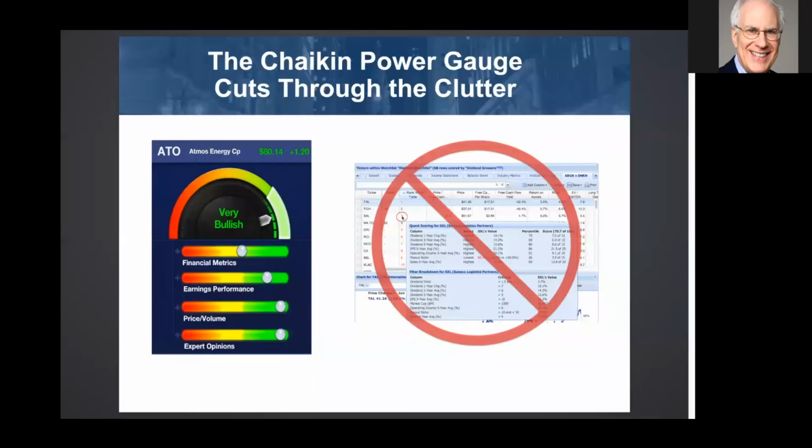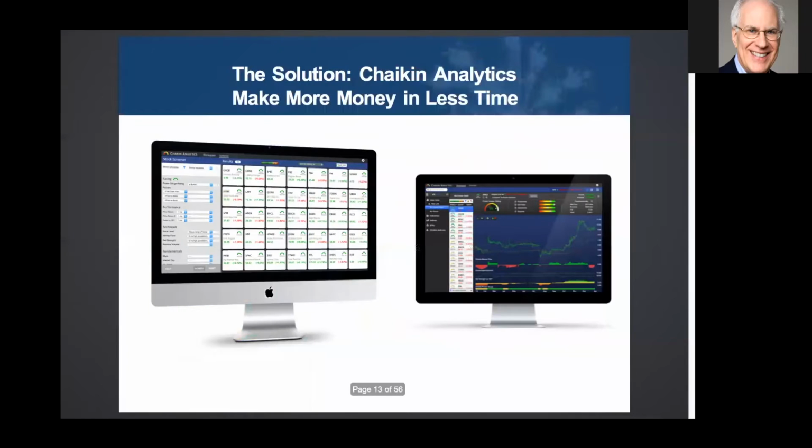So what we do here at Chaikin Analytics through our 20-factor quantitative model that we call the Chaikin Power Gauge rating is help you cut through the clutter, because it's really important to have a fundamental view on a stock to skew the odds in your favor. So our solution is Chaikin Analytics, which is built around the Chaikin Power Gauge rating and some key technical indicators to help you make more money in less time.